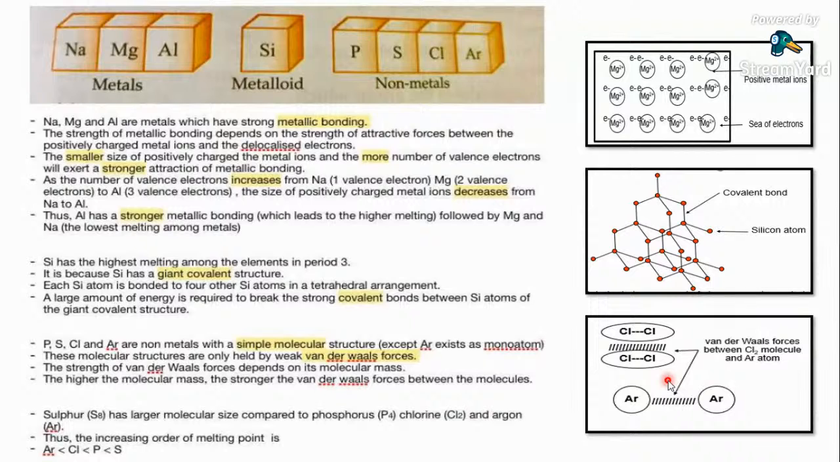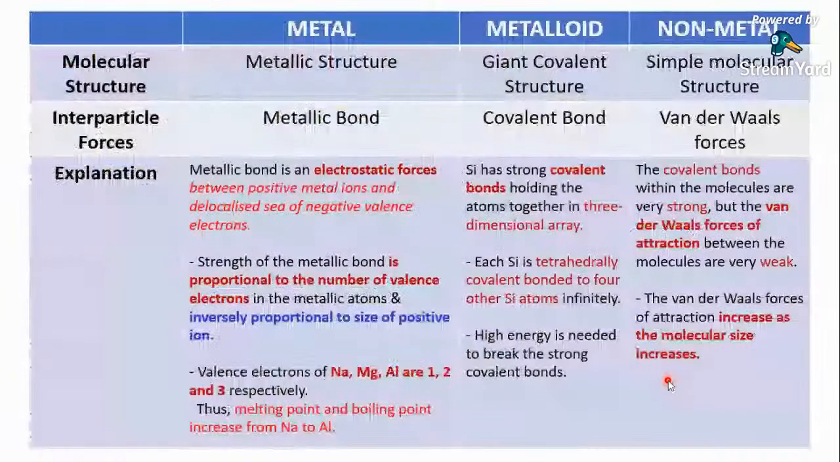But I will try to summarize it like this. You must identify the structure. These 3 categories have different structures, and so different interparticle forces, so the explanation is different. For metallic bond, you have to talk about electrostatic forces between the positive metal ions and the delocalized negative valence electrons, which we discussed before, directly proportional to the number of valence electrons and inversely proportional to the size.